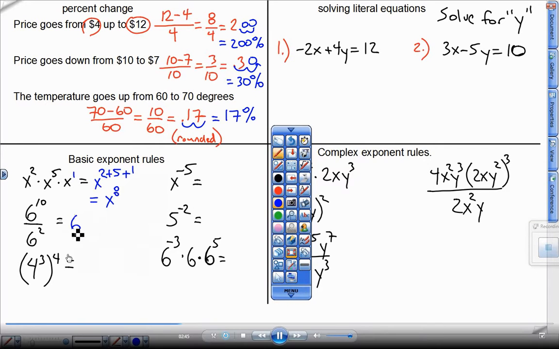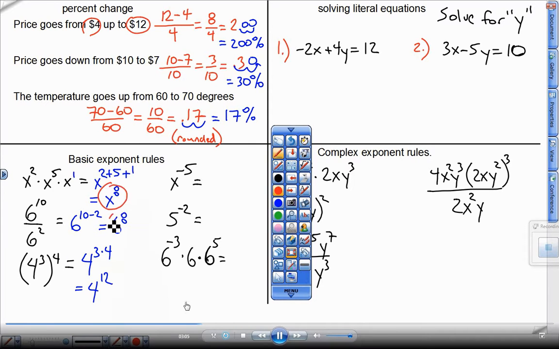When I'm dividing, you leave the 6 alone. Don't divide this 6 out. Leave the base alone. Only deal with the exponents. So that gives me 6 to the 10 minus 2 power, which is 6 to the 8th. 4 to the 3rd, this distributes and gives me 4 to the 3 times 4, which is 4 to the 12th.